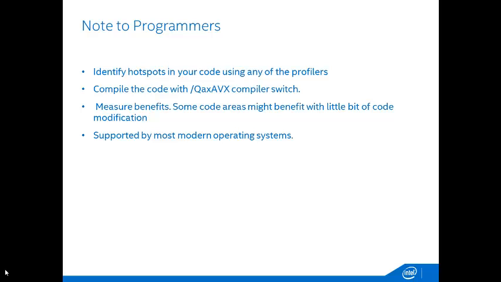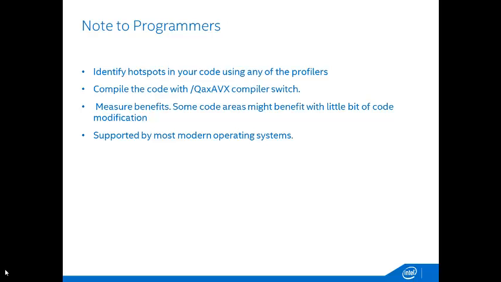Before you jump into handwriting your Java or C++ code for using AVX, you should first try the compiler switch that comes with the Intel compiler, which is QAX AVX. If you use this switch, the compiler automatically vectorizes your code for AVX. We'll talk a little bit more in detail about how the compiler does this.